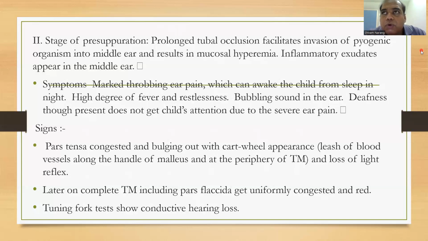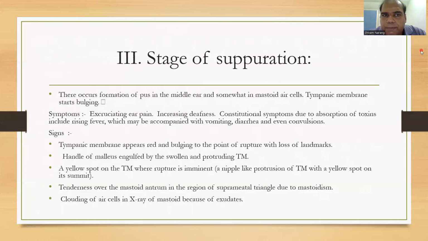As the contour of the tympanic membrane is affected, there will be loss of the light reflex. Later on, the complete tympanic membrane including pars flaccida gets uniformly congested and red in later stages. Here also we will get conductive type of hearing loss.